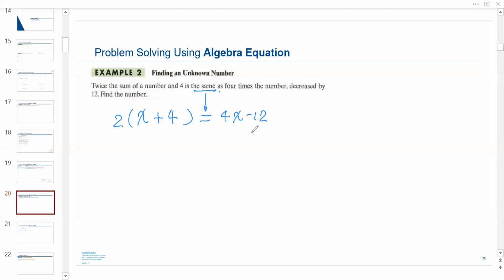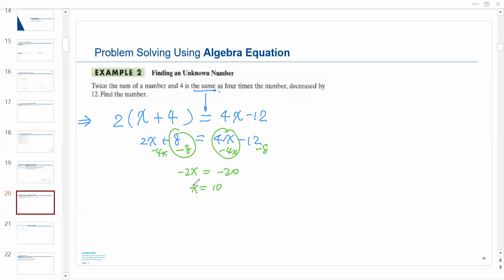So we build the equation here, right? After building the equation, this is 2x plus 8, distributed inside, equals 4x minus 12. Combine like terms, so move everything to the left. Minus 4x, we make this disappear. Minus 8, make this disappear. So reorganize here: negative 2x equals negative 20, x equals 10, right? Both sides divided.